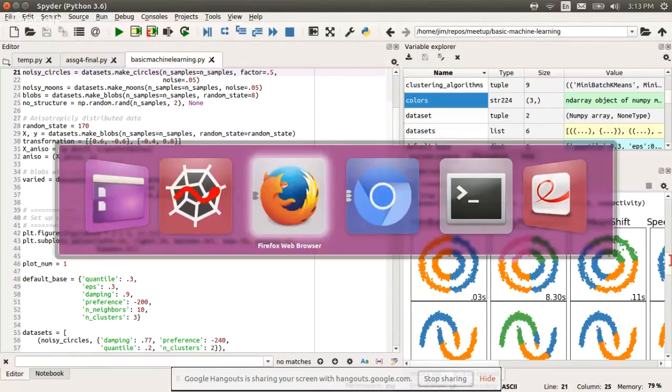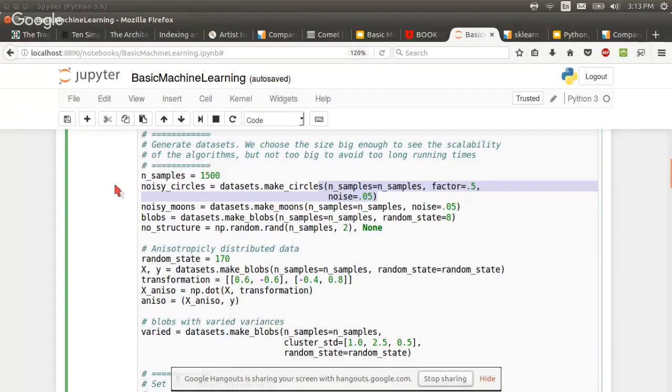The next one is going to be moons. So there's a variable here called noisy moons, and they're calling datasets make_moons. Pretty simple. Same thing. 1500 samples, a noise factor of 0.05.